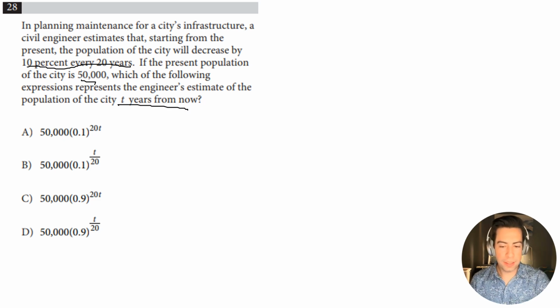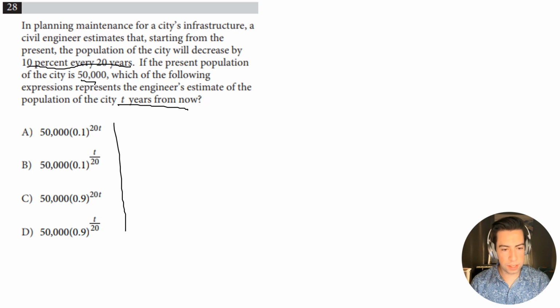All right, guys, so this is an exponential problem because if the current population decreases by 10% every 20 years, that means that it's always going to be changing. So this is not a linear equation, it's an exponential one. So what we're going to have to do here is look at each answer choice and figure out which one could be correct.